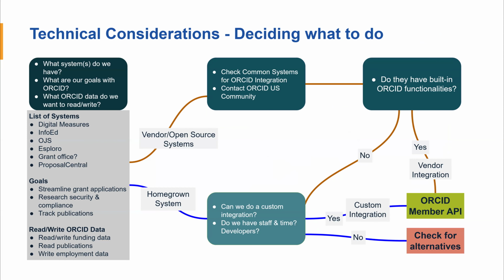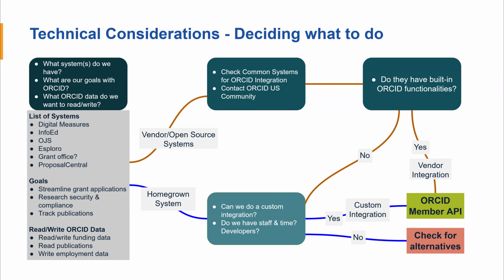And now it's really about looking at deciding what to do. So this is just kind of helping you guide a little bit. We will share this slide with you so you can take a look at this. A lot of these questions are also available on that ORCID US planning guide, so you can take a look at that too. But this kind of gives you an idea on how you prepare for a technical integration.